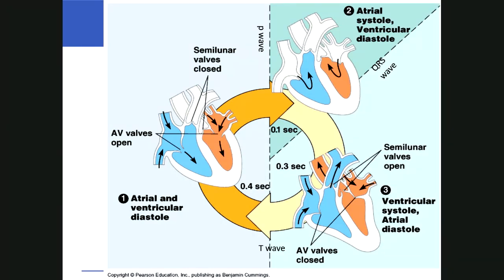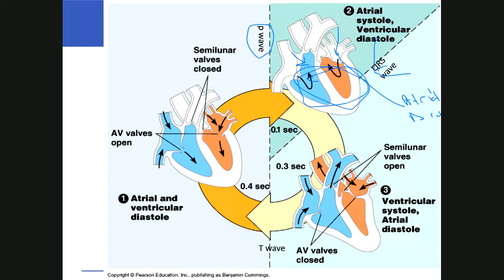So if we look at that, P wave, atria depolarize. Right behind that, the atria are going to contract. So atrial pressure is going to go up. And then we get to QRS. Atria are going to go into diastole. So atrial pressure is going to fall. But at the same time, the ventricles are going to contract.